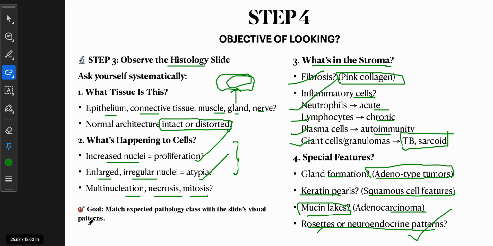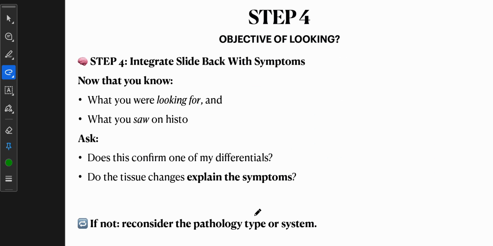So what is the goal of observing the histology slide? We have to match expected pathology class with the slide's visual patterns. Now we have matched, right? So what to do next? In step 4, we integrate the slide back with the symptoms. So now that you know what you were looking for and what you saw on histology, does this confirm one of your diagnostic differentials? It must.